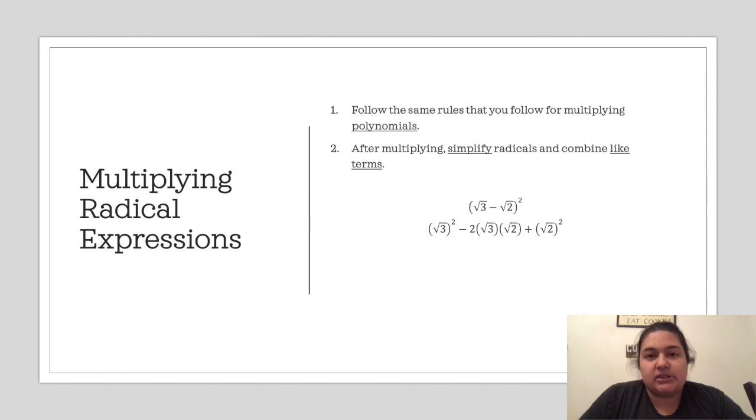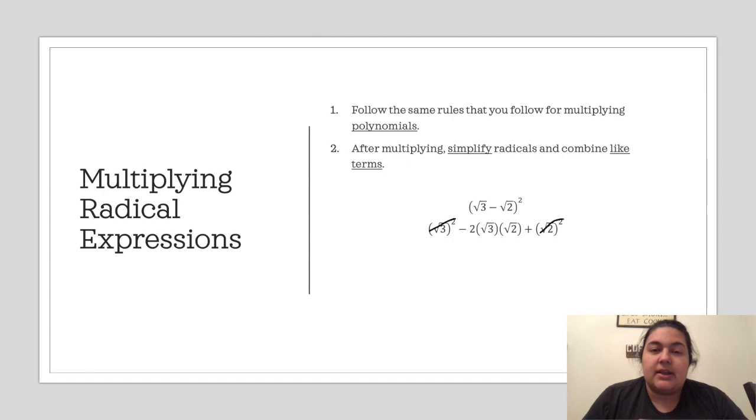So let's start simplifying. I'm looking at my first term and I see a square root and a square. These are inverse operations. They cancel. Boom. You're just left with 3. And I also see another one, that third term right there. It cancels and you're going to be left with 2.